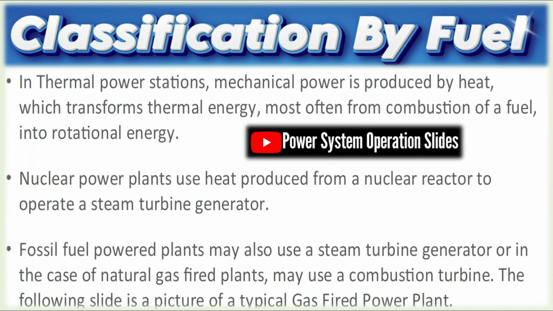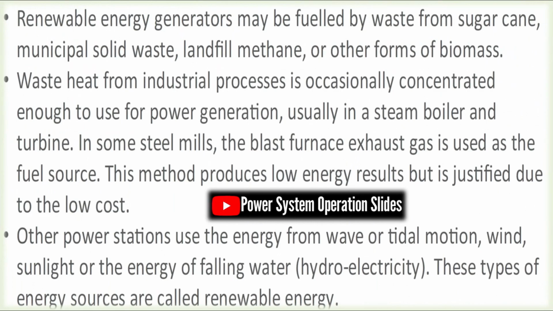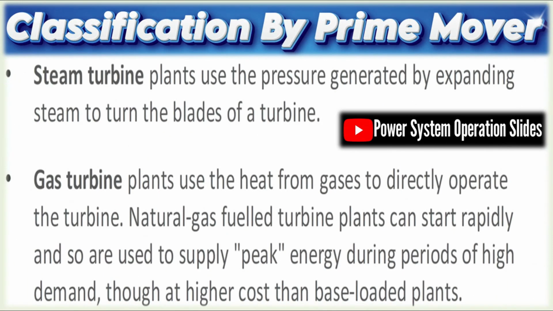Classification by fuel type: fossil fuel power plants, comprising coal, oil, and natural gas plants, are the most widespread. Coal-fired power plants dominate in countries with abundant coal reserves. They work by pulverizing coal and burning it in a furnace to heat water in a boiler. The resulting steam drives a steam turbine connected to a generator. Despite high emissions, modern technologies such as fluidized bed combustion and flue gas desulfurization have improved their efficiency and reduced pollutants.